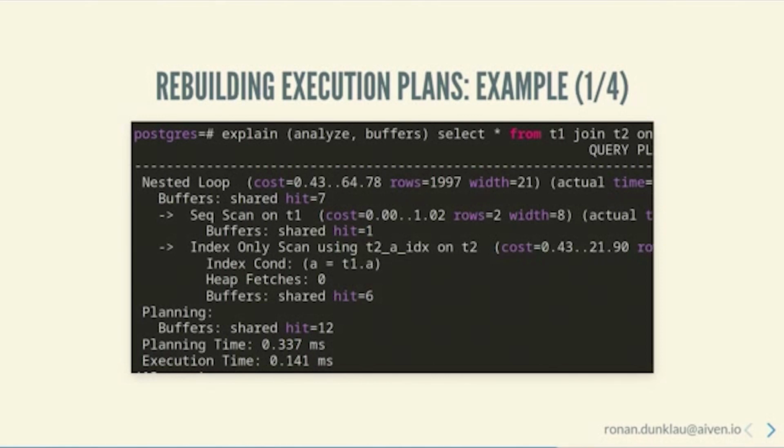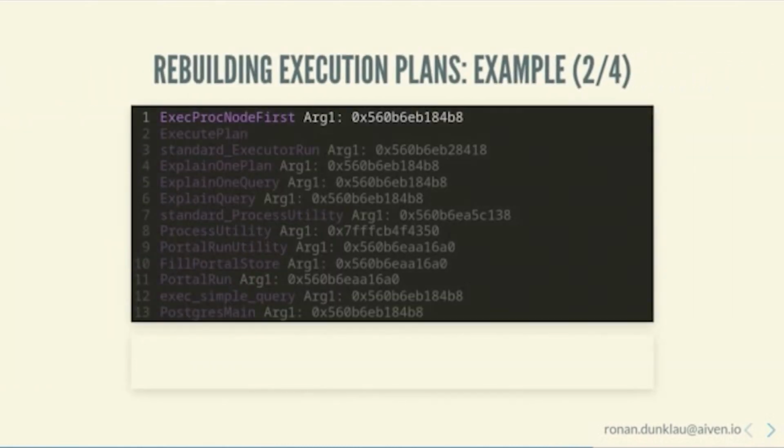If we want to rebuild this information from outside Postgres, how do we do this? The executor will start, and we will encounter an execution of a node. So we capture the whole stack, and this is what we get.